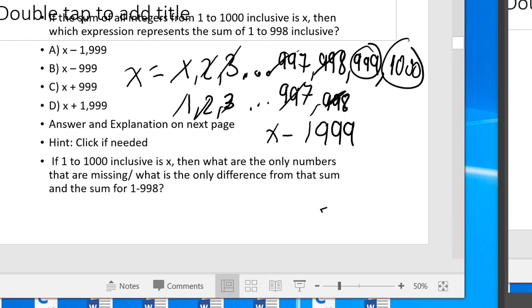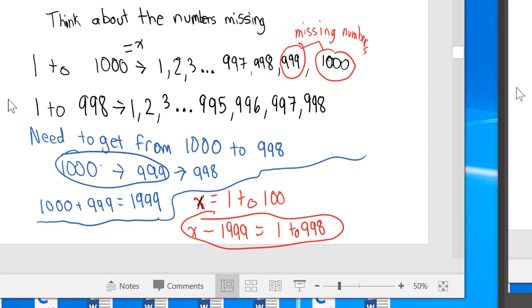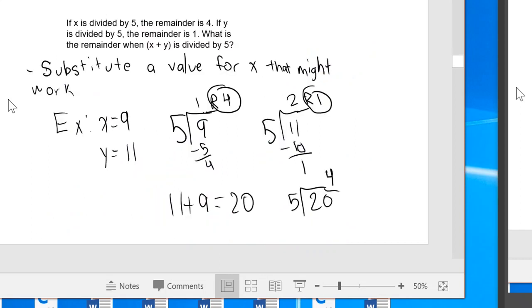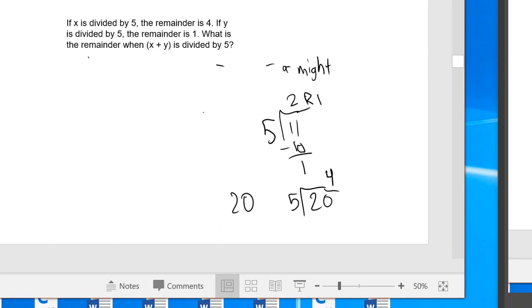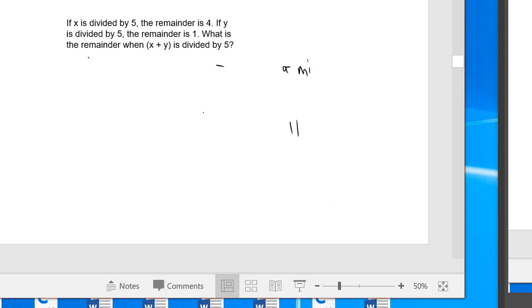Okay? So let's move forward. Next, if x is divided by 5, okay? I know you can see the explanation for this. If you want to cover up the explanation, that works just fine as well. If x is divided by 5, the remainder is 4. If y is divided by 5, the remainder is 1. What is the remainder when x plus y is divided by 5?